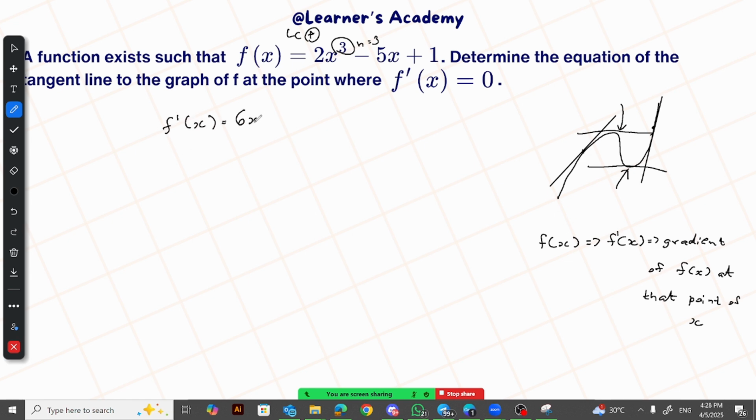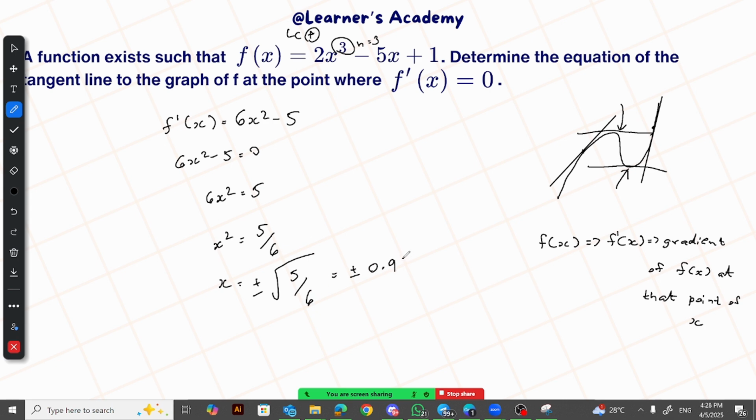Okay, so let's differentiate this equation. We get 6x squared minus 5, and it wants us to equal that to 0, which means that the gradient of this function will be 0. So 6x squared minus 5 equals 0, and that will leave us with 6x squared equal to 5, x squared equal to 5 by 6, and then x equal to plus or minus the square root of 5 by 6, resulting in plus or minus 0.91.